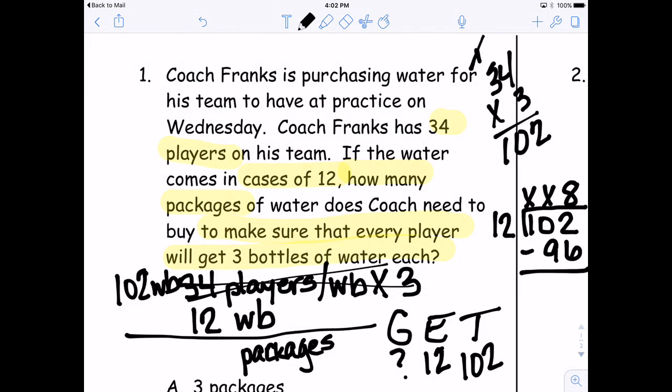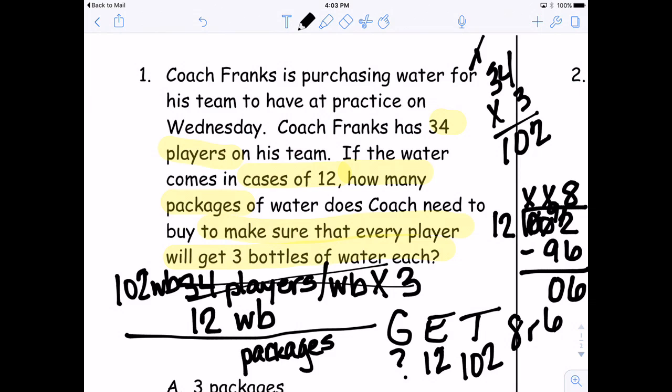If I subtract, 2 minus 6 I can't do. I regroup. 1 becomes 0. This becomes 10, which then becomes 9. And 2 becomes 12. 12 minus 6 is 6. 9 minus 9 is 0. So I have 8, remainder 6.